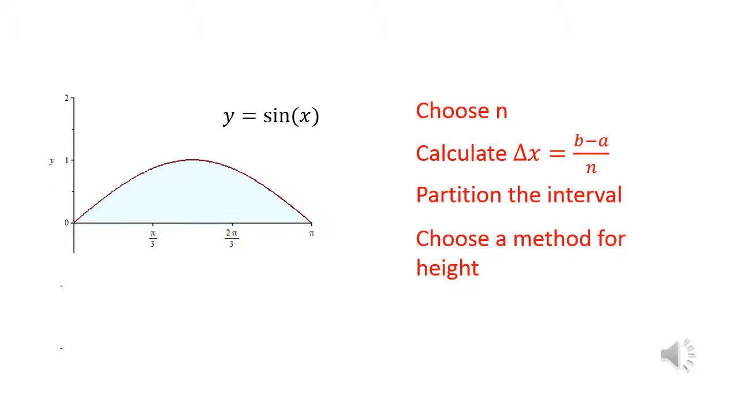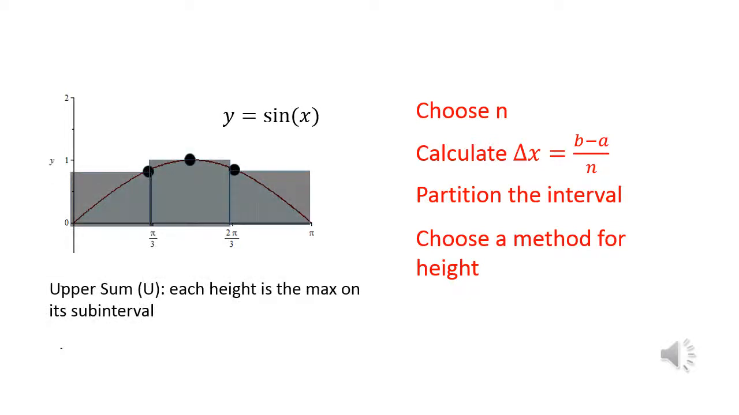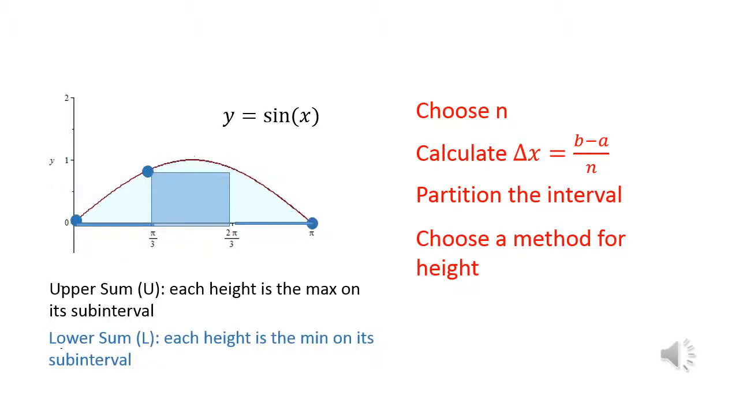In addition to those 3 methods, there are 2 methods that are used to check the accuracy of our estimate, and those are the upper sum and the lower sum. For the upper sum, each height is the maximum value on its subinterval. You can see in the graph that each rectangle covers the entire area. For the lower sum, each height is the minimum value on its subinterval. In our particular case, that gives us 2 rectangles that have 0 height.